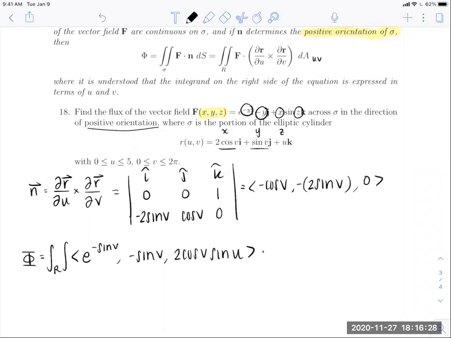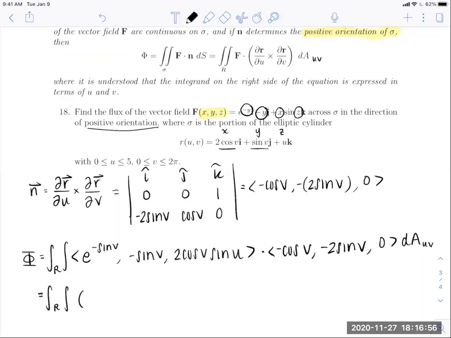And then I want to dot it with that cross product that I just found, negative cosine v, negative 2 sine v, and 0. And I'm just going to write a dA, but here again, if you want to write uv down there, just to remind yourself that it's not dx dy or dy dx. All right, so let's carry out the dot product first.